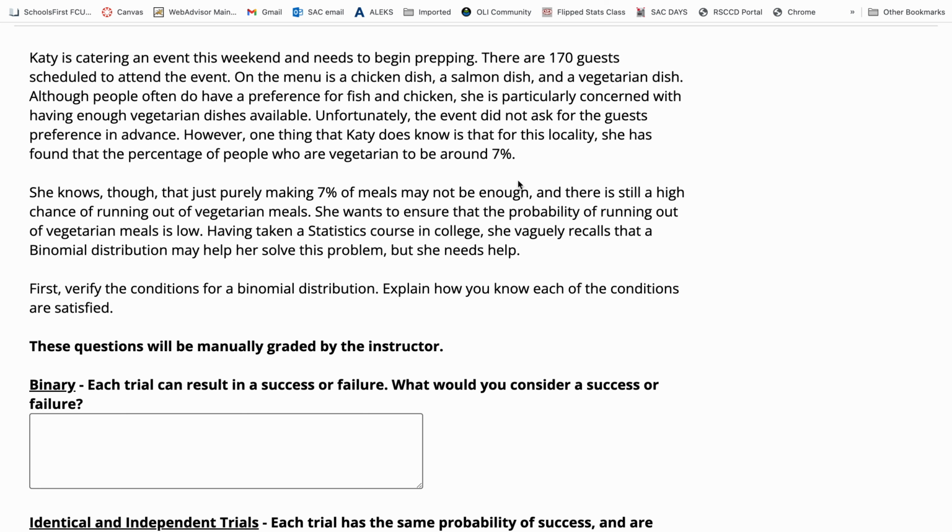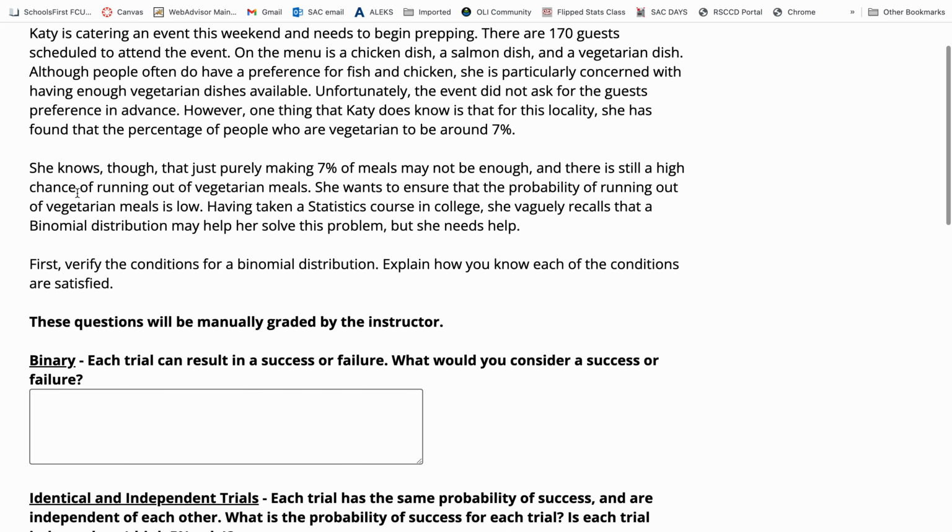We know about 7% of the population is vegetarian. Just making 7% of the meals may not be enough. There's still a high chance of running out of vegetarian meals. She wants to ensure that the probability of running out is very low.